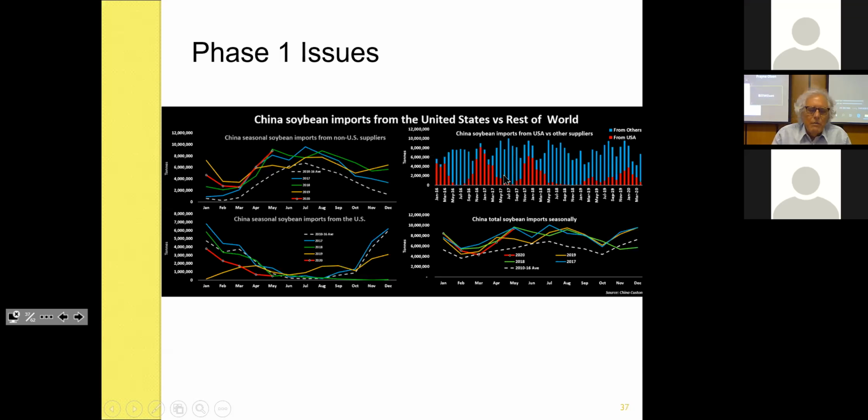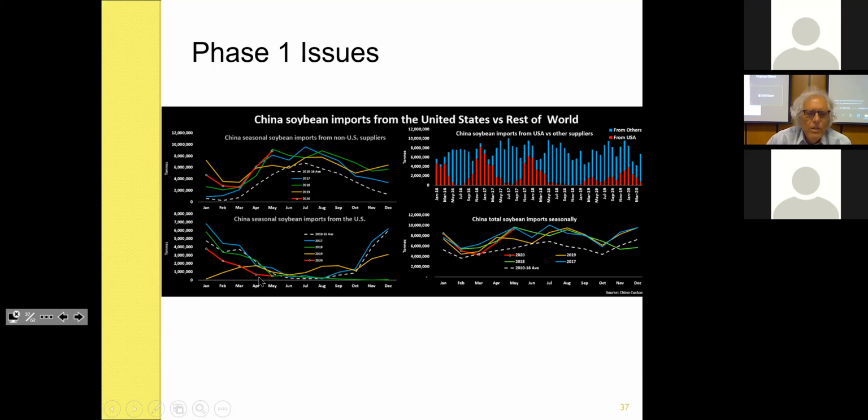I'm only going to give you 2 slides on this issue of phase 1. Frayne spoke on it very eloquently yesterday. These are 2 charts I want to show you that were put out by Thomson Reuters yesterday and today. It shows on the top left, Chinese soybean imports from non-US suppliers. Red is 2020. So seasonally, you can see that they're very strong for non-US suppliers. And the lower part is their imports from the United States. So seasonally, red, they've had very low purchases from the United States.